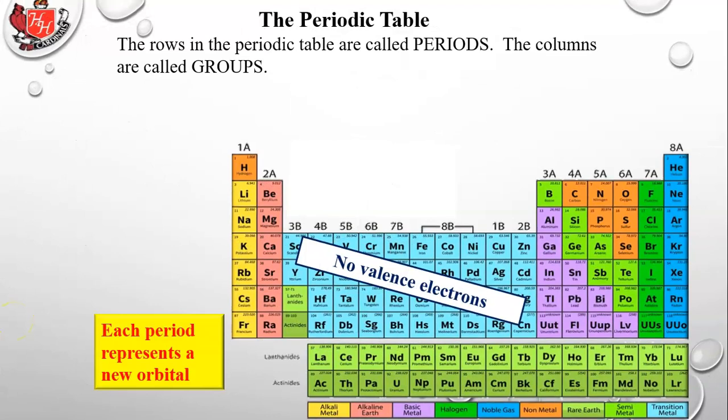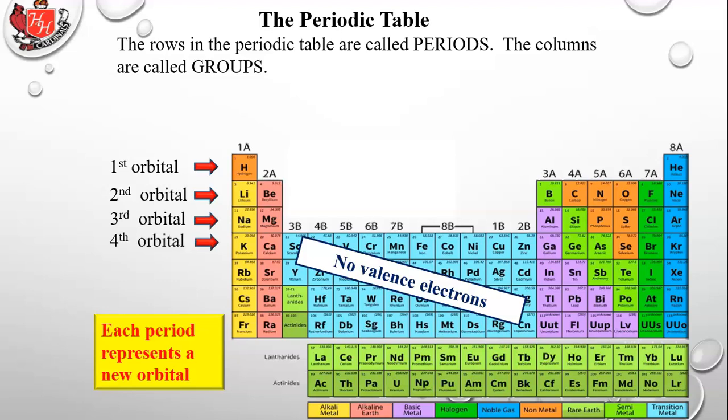Rows in the periodic table are called periods, and columns are called groups. Each period, each row, represents a new orbital. So the first row up there with hydrogen and helium has 1 orbital. All of the elements from lithium over to neon in the second row, or period, have 2 orbitals. The third row represents 3 orbitals. The fourth row, 4 orbitals. Fifth row, 5 orbitals. Sixth row, 6 orbitals.